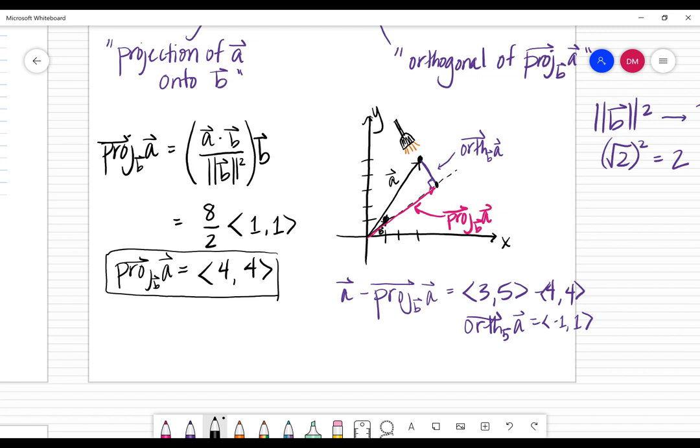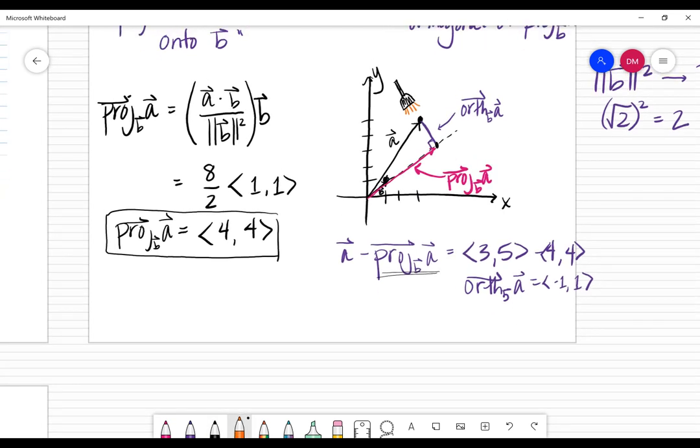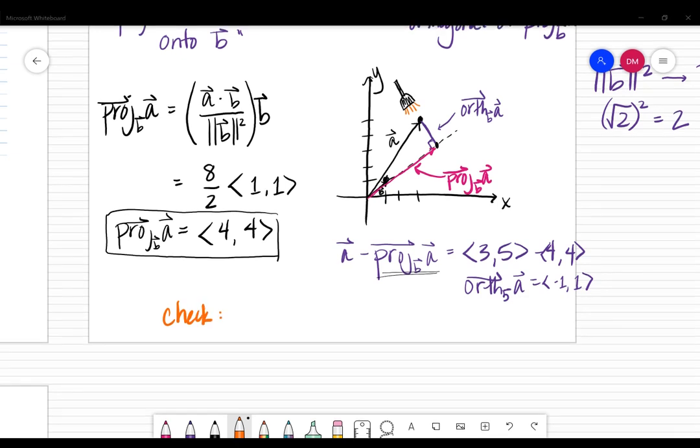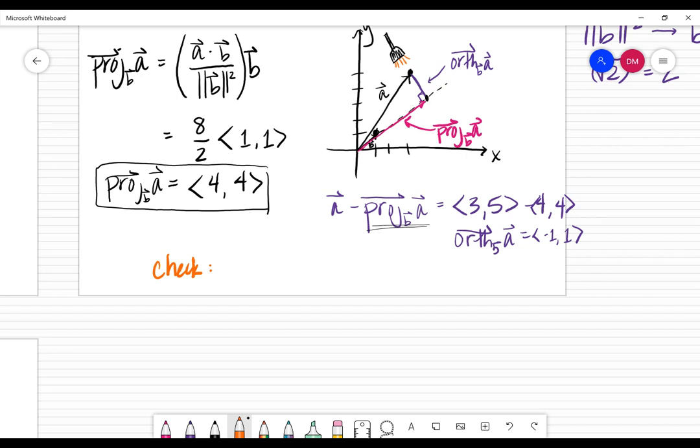Now, the reason why we have to check here is this is assuming that we did that projection correctly. And you know what? We're all pretty good at math around here, but it doesn't hurt to check, okay? The way we check is the same way we check anything for orthogonality. We're looking to see if the dot product equals 0. So if this is truly the orthogonal vector that we found here with negative 1, 1, then if I take B and dot it with that orthogonal, I should get 0 if they were truly perpendicular.